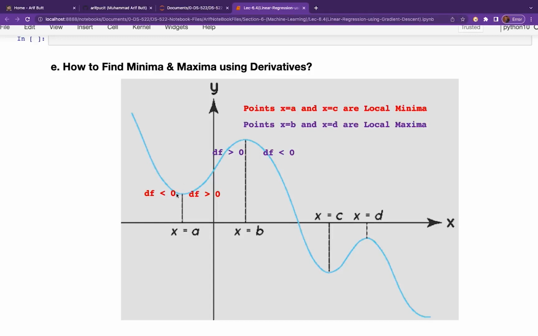The points x is equal to A and x is equal to C are the local minima, because these are the points where we have a negative derivative towards the left and a positive derivative or slope towards the right. Similarly, these 2 points, x is equal to B and x is equal to D, are the local maxima because they have a positive derivative to their left and a negative derivative to their right.